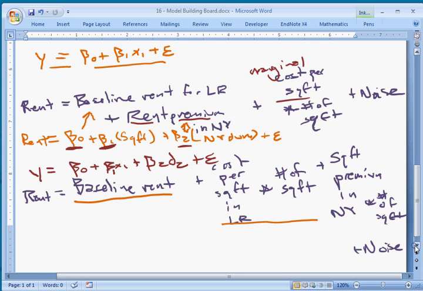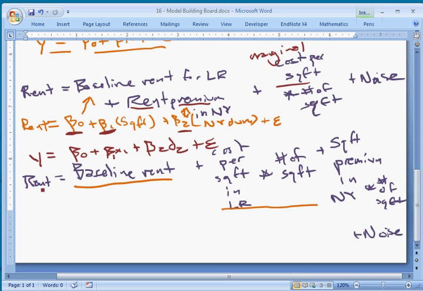All right, let's look at this last model that I drew up here. Now here we have rent equals baseline rent, but now we have a difference in the way in which the city is incorporated. So let's rewrite this model. Rent now is going to be beta 0, which again is our baseline rent. In the last model, it was the baseline rent for Little Rock, but now there's no difference between baseline rents, right? The kind of fixed cost of getting into the rental market.